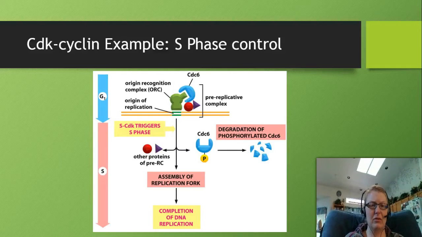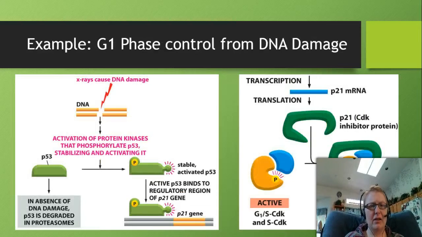Now remember, I told you that each of the CDKs are really specific. They only work for certain phases. And there's a list of them in your book if you're interested, but they all just have specific ones. Let's look at how G1 phase is controlled from DNA damage, though. So here's another example. In this case, the cell is damaged, and so we don't want to go through G1 phase. We don't want the cell to cycle anymore.